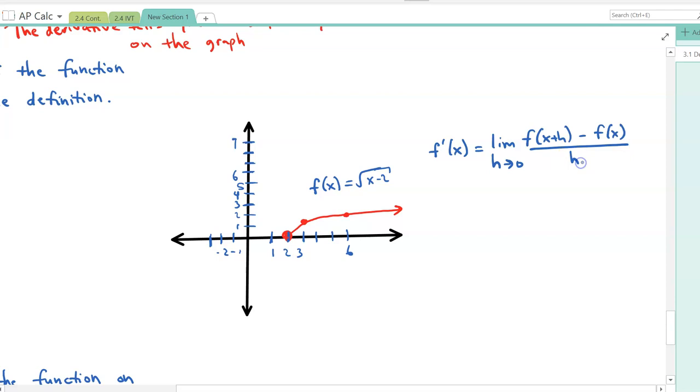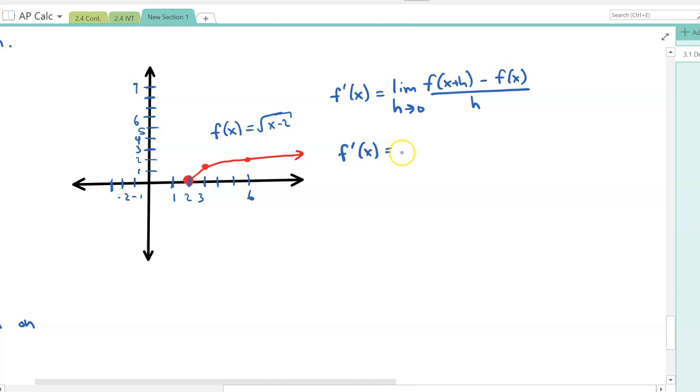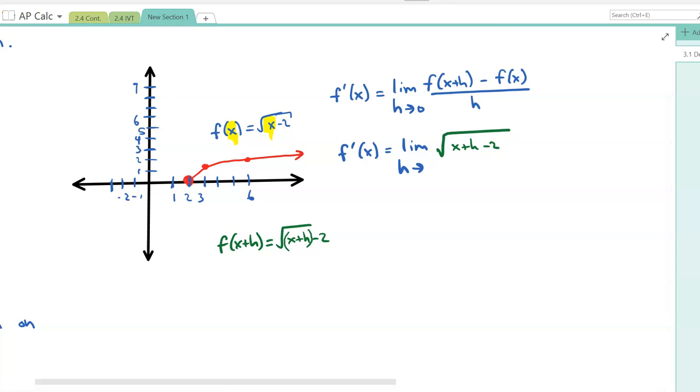So we know that our function is f of x. But if I wanted to find f of x plus h, that means wherever you see an x, you plug in x plus h. So let's plug in x plus h. Radical x plus h minus 2. This x plus h got plugged in for x. Alright, so now we go back to our formula. Instead of f of x plus h, it'll be radical x plus h minus 2, minus f of x, which is radical x minus 2, all over h.